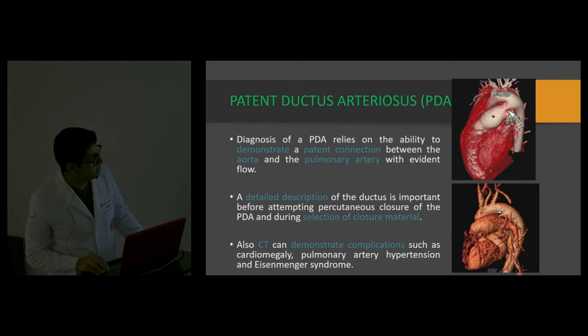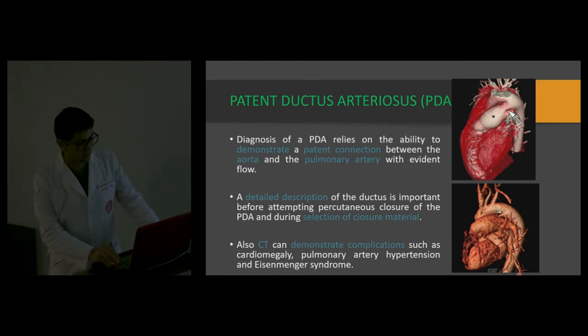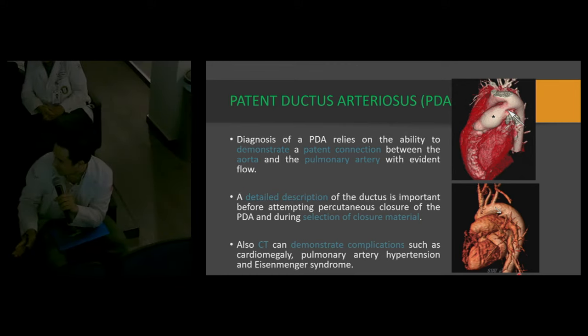This is a question for the juniors, the third years. Where are you usually going to search for a PDA? At what segment of the aorta? Distal to the left subclavian artery. Listen to me. Usually in adults, the ligament is 1 centimeter away from the origin of the left subclavian artery. That's at the region of the isthmus. That's where you're going to search for it.